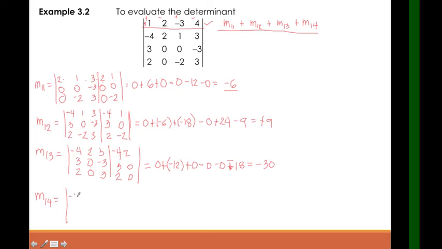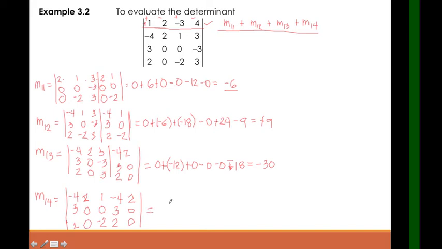Negative 4, 3, and then 2. And then, sorry, nababa siya. And then, we have 2, 0, 0. Ayusin natin 2. And then, 1, 0, negative 2. Then, i-add na natin si negative 4, 3, and then 2. Tapos, si 2, 0, 0. Okay. So, ano kaya makukuha natin dito?